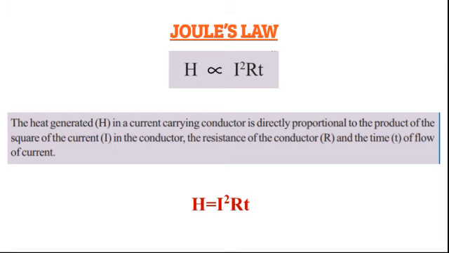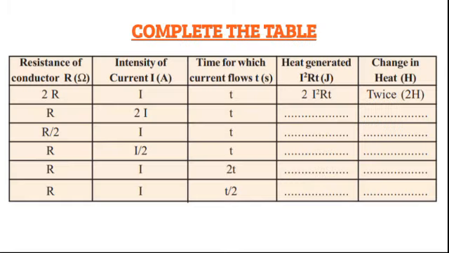Now can you complete the next table? Here the resistance of the conductor R is varied in various instances. Current I also is varied. Time is also varied. What will be the heat generated and what will be the change in heat?